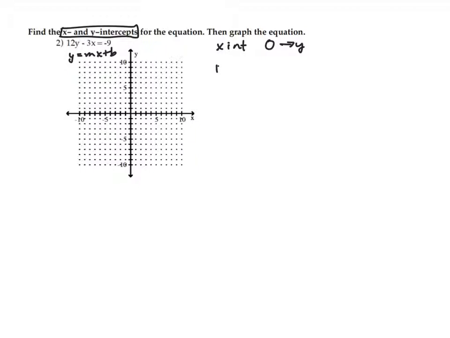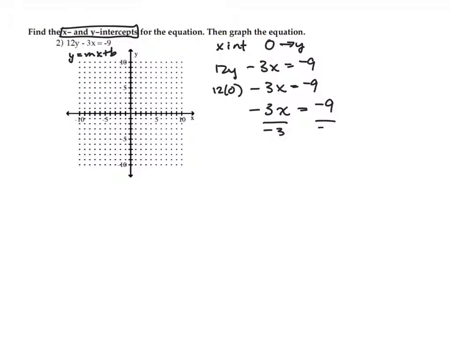Okay, so I have 12y minus 3x equals negative 9. So a 0 in for y. So 12 times 0 minus 3x equals negative 9. 12 times 0 is 0, so I'd have 0 minus 3x, or I could just call it minus 3x, is equal to minus 9. And then I'll divide both sides by a negative 3, and I'm left with x is equal to a positive 3. So that's the x-intercept. And that point would be 1, 2, 3 right there.